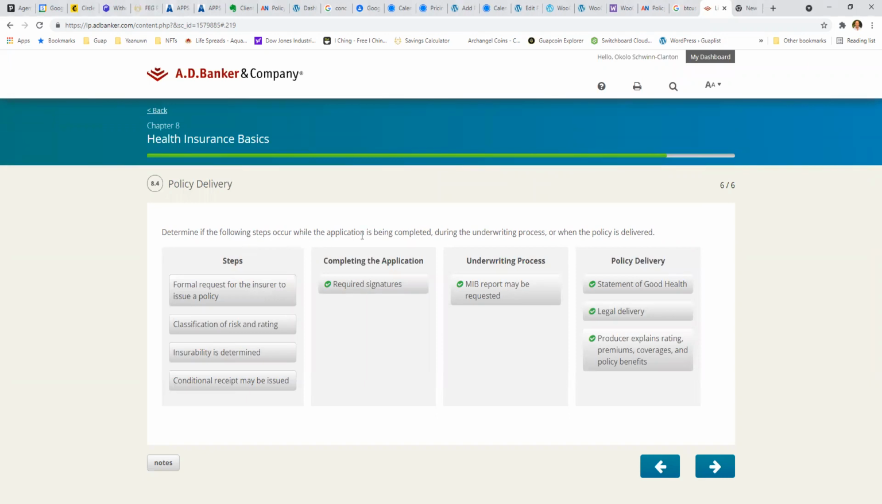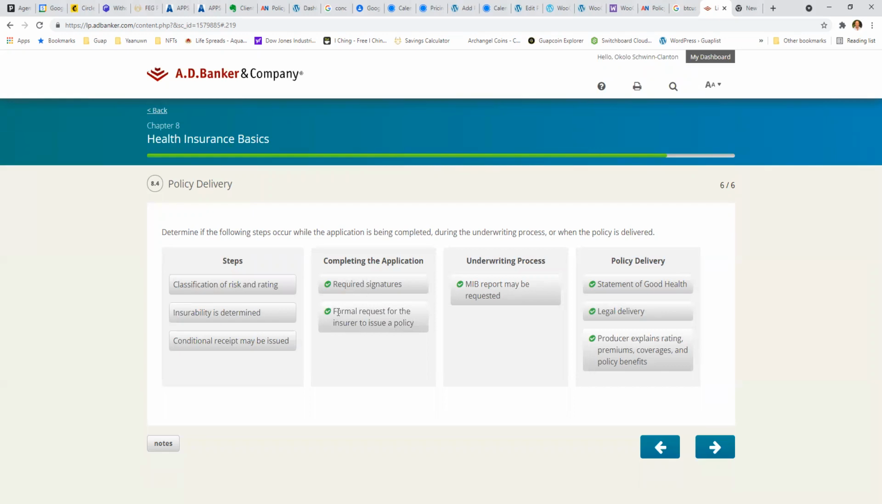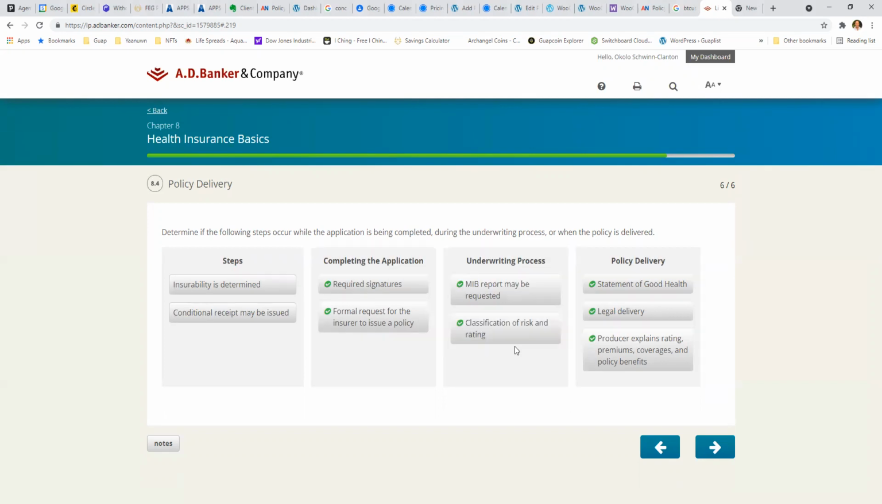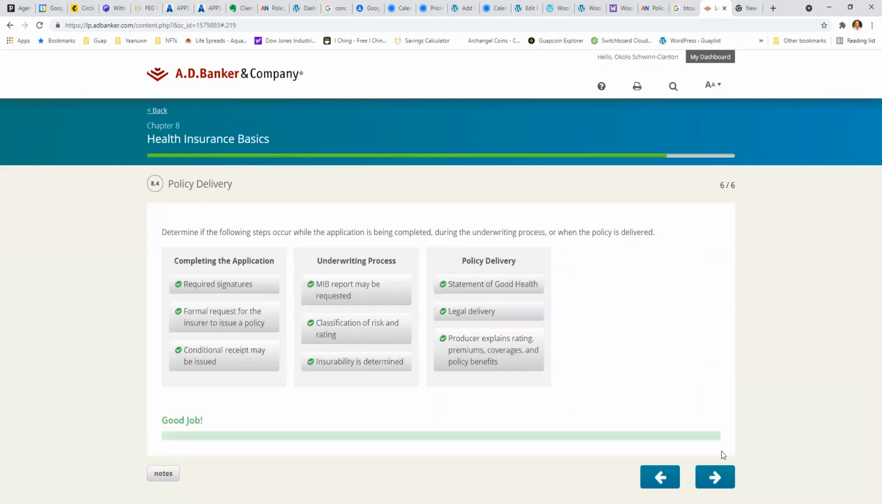Determine if the following steps occur while the application is being completed, during the underwriting process, or when the policy is delivered. Formal request for the insured to issue a policy. Formal request. Policy delivery? No, that sounds weird. No, it's a request. Completing the application? I think so. Yep. The classification of risk and rating happens during underwriting. Insurability is determined. Underwriting. Conditional receipt may be issued. Complete the application. That's right.